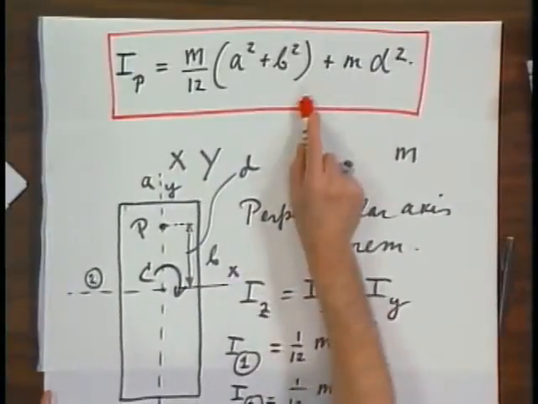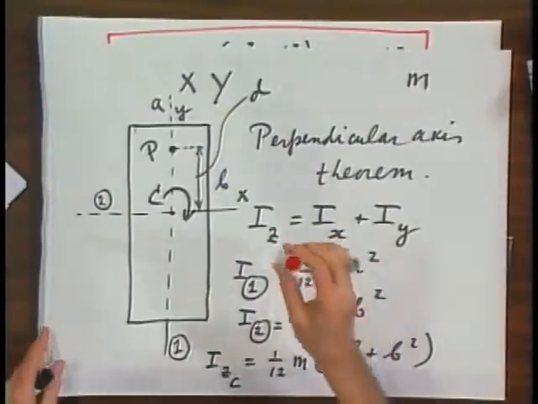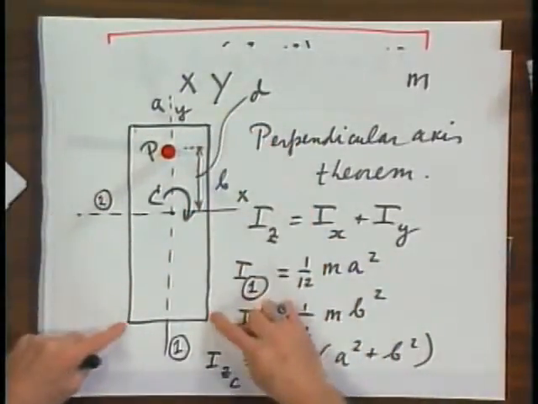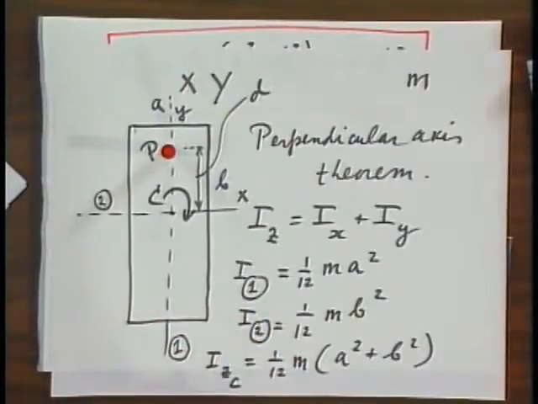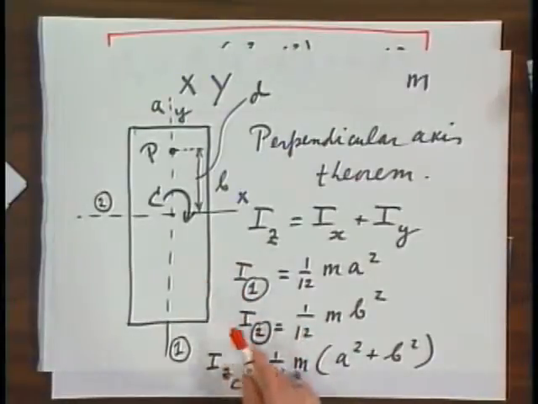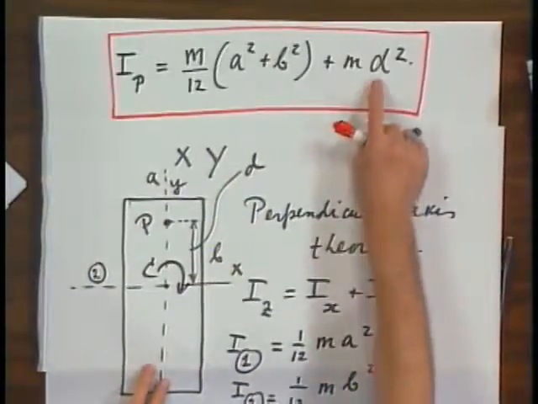So remember this, keep this in mind: that's the moment of inertia about an axis through P of this uniform flat sheet which has width a and length b, and the separation to the center of mass is d. That's the separation.